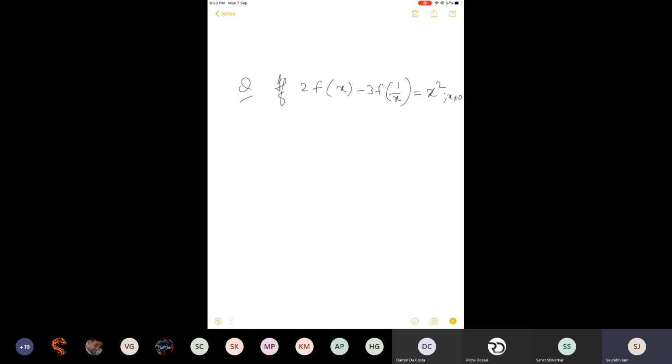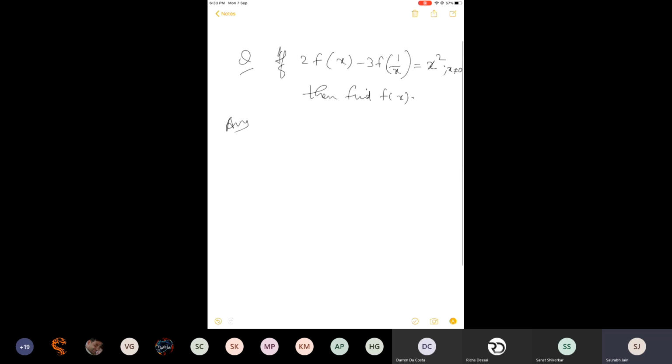So let me write this question again. I had written this functional equation and I asked you to find the value of f(x). So one equation is this, and the second equation can be obtained by making a suitable replacement here. You want to find f(x), so we need to get rid of f(1/x). To do that, I will replace x by 1/x. So the hint is there in the question itself.